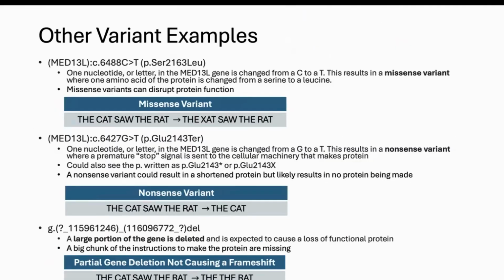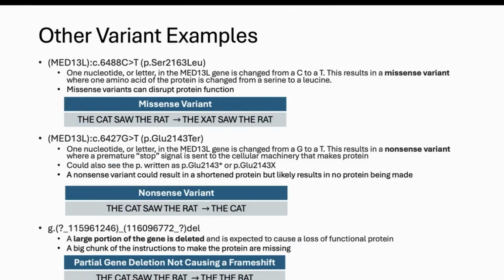These last couple of slides show other examples of variants you could see in the variant column in a genetic report table. The first one is a missense variant, where one nucleotide or letter in the MED13L gene is changed from a C to a T, causing one amino acid of the protein to be changed from a serine to a leucine. Again, missense variants can disrupt protein function.